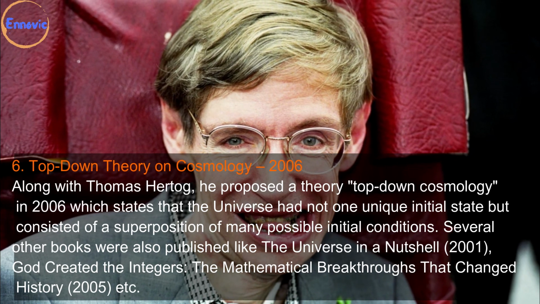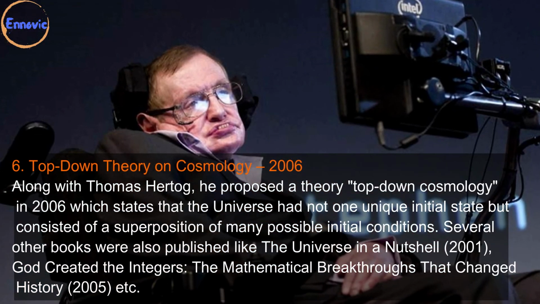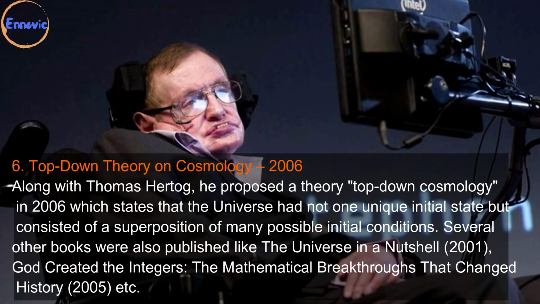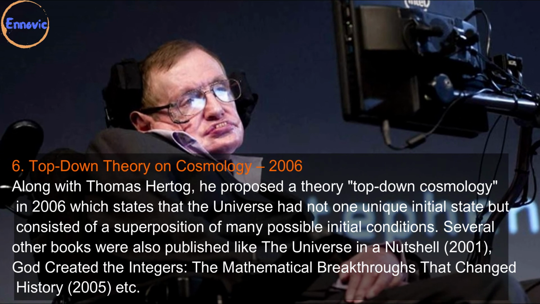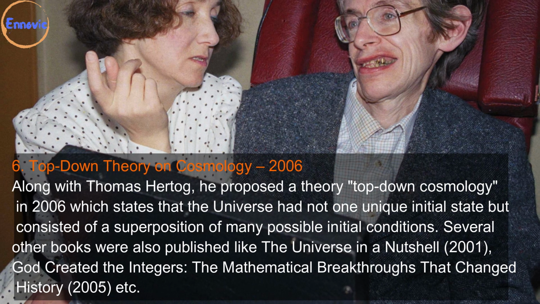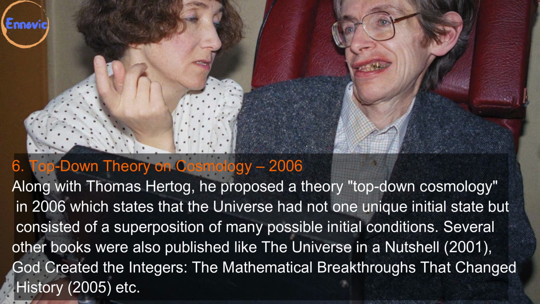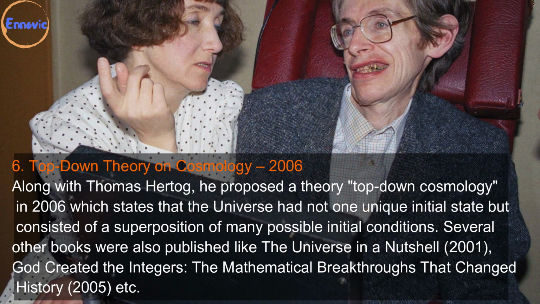2006. Along with Thomas Hertog, he proposed the top-down cosmology theory in 2006, which states that the universe had not one unique initial state but consisted of a superposition of many possible initial conditions. Several other books were also published like The Universe in a Nutshell, 2001, God Created the Integers, The Mathematical Breakthroughs That Changed History, 2005, etc.